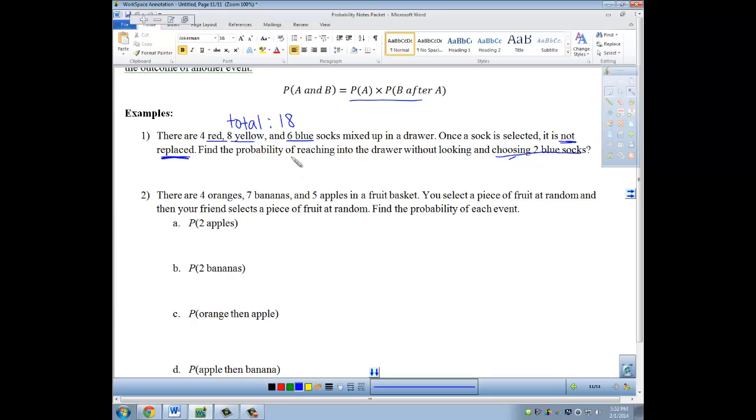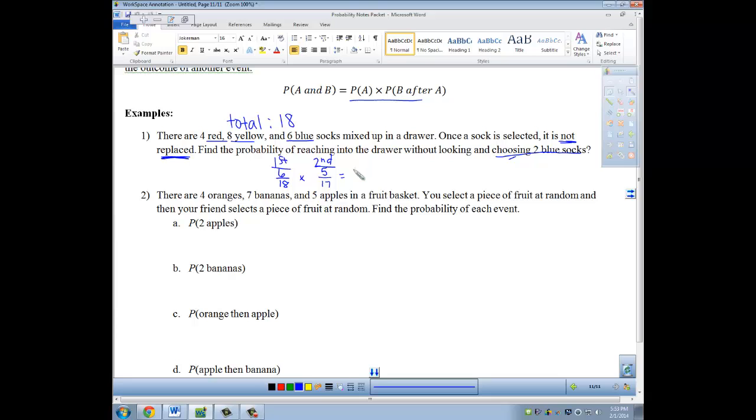So for the first time we choose a sock, we have 6 blue socks, so 6 out of my total 18. The second time I want to choose a blue sock, I only have 5 blue socks left, so 5, and I only have 17 now in the drawer. So we had to subtract 1 from each number since we took out a blue and we took out a sock in general. Multiply that together.